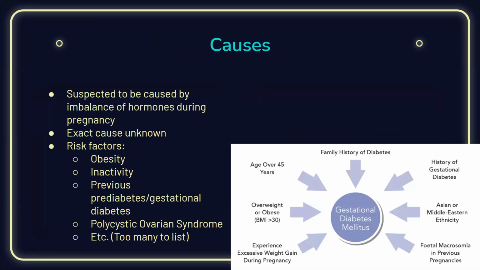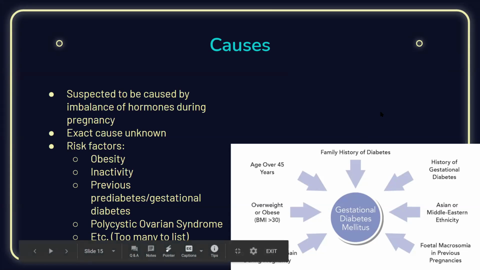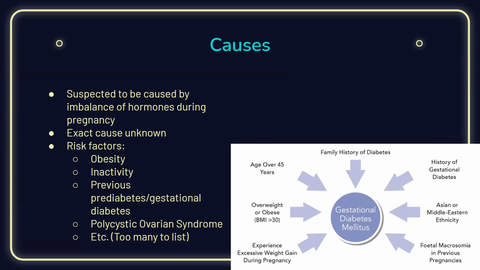So let's look at the different causes of gestational diabetes. It's suspected to be caused by the imbalance of hormones during pregnancy, but the exact cause is unknown, so this is all speculation. Risk factors include obesity, inactivity, previous diabetes or gestational diabetes, polycystic ovarian syndrome, and a lot of other factors as well. As you can see, this diagram shows a lot of different factors that can go into how you can possibly get gestational diabetes.